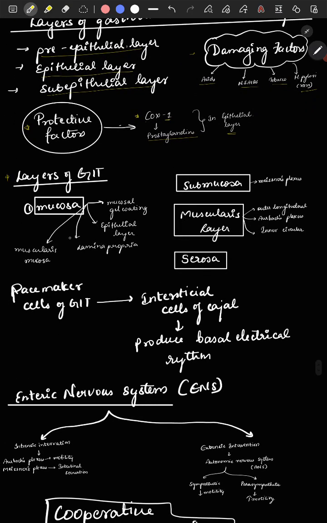Layers of GIT. Mucosa contains mucosal gel coating, epithelial layer, lamina propria, and muscularis mucosa. Submucosa contains Meissner's plexus. Muscularis contains outer longitudinal and inner circular, and in between you have Auerbach's plexus. And then serosa.